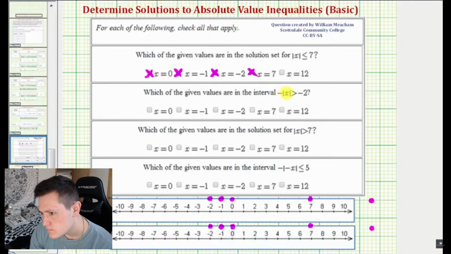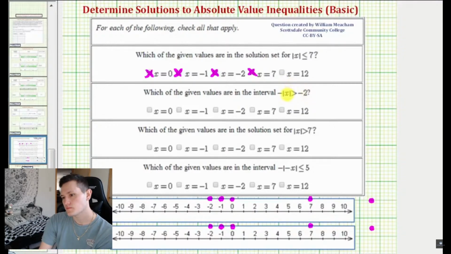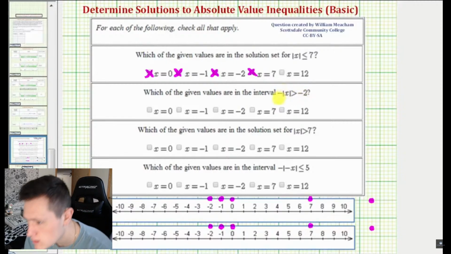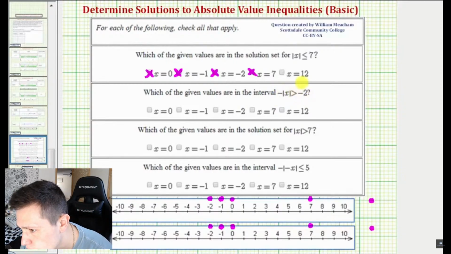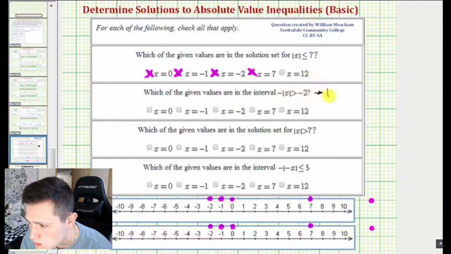Next we have negative absolute value of x greater than negative 2. Before we graph this though, we do want to solve for absolute value of x by multiplying and dividing both sides by negative 1. But remember, when doing this, we do have to reverse the inequality. So if we multiply both sides by negative 1, we have the absolute value of x is not greater than, but less than positive 2. Again, we multiply both sides by negative 1 and reverse the inequality symbol.